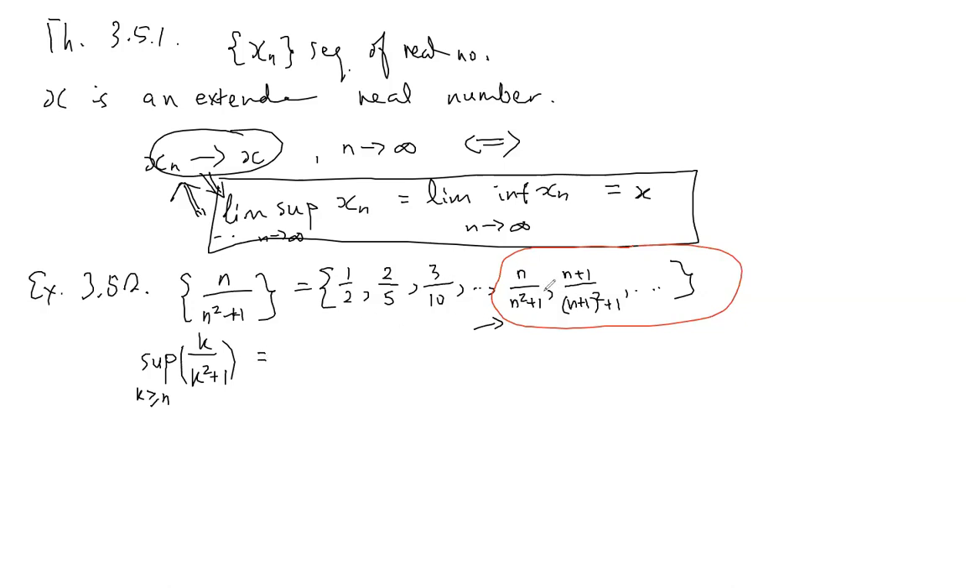So what should this be? You know that this sequence is decreasing, because the denominator is quadratic and the numerator is linear. So the denominator is going to increase much faster than the numerator. Therefore, this whole tail sequence is going to rapidly tend to 0. Therefore, the supremum among this tail sequence must be the first term here, which is n over n squared plus 1.